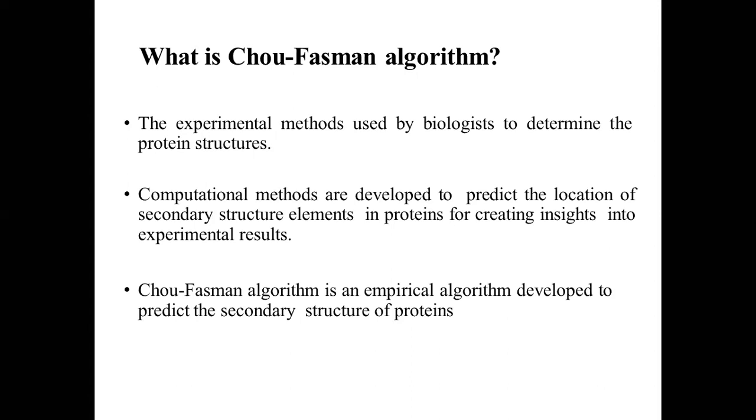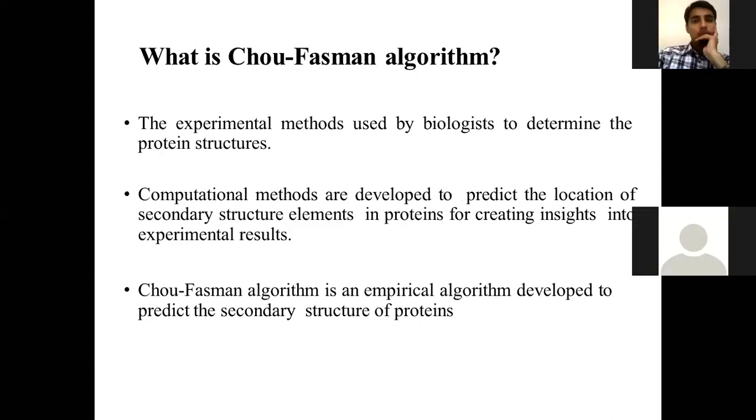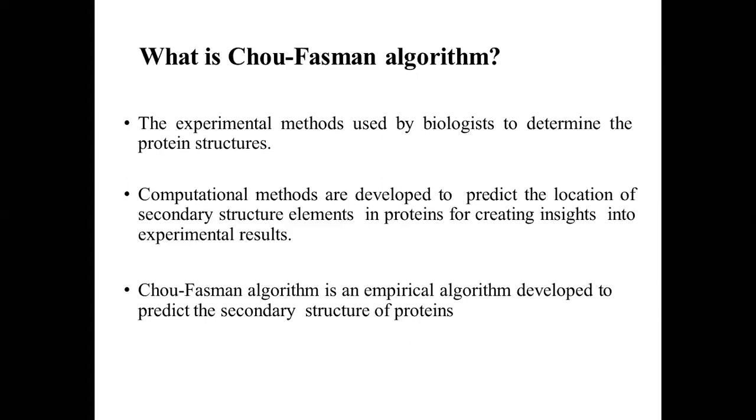What is the Chou Fasman algorithm? The experimental methods are used by biologists to determine protein structures. Computational methods are developed to predict the location of secondary structure elements in proteins, to create insights into experimental results. The Chou Fasman algorithm is an empirical algorithm developed to predict the secondary structure of proteins. The secondary structure of proteins usually has four types: alpha helices, beta sheets, loops, and turns. Chou and Fasman are two scientists who designed this algorithm. What is an algorithm? First of all, it is a series of steps. The series of steps to perform a specific function is known as an algorithm. And Chou and Fasman, two scientists, designed an algorithm to predict the two-dimensional structure of a protein.